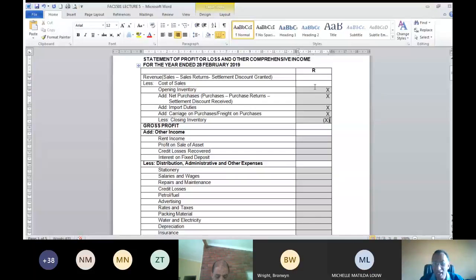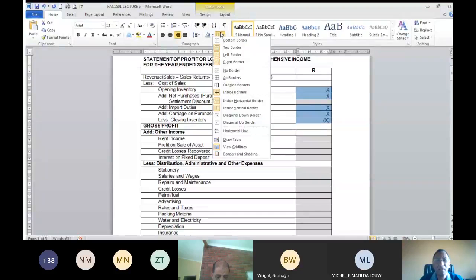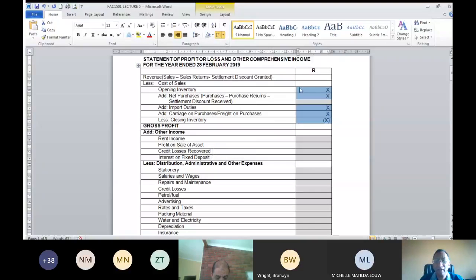All of those items there, guys, you block. You put it into a block like that. And if you block that, guys, the answer that you will get there is the answer for cost of sales. And that cost of sales you will indicate in brackets.